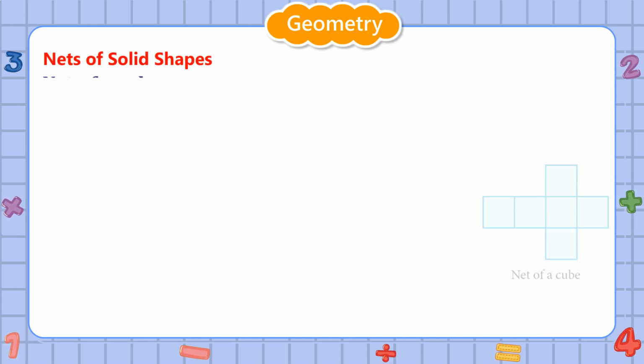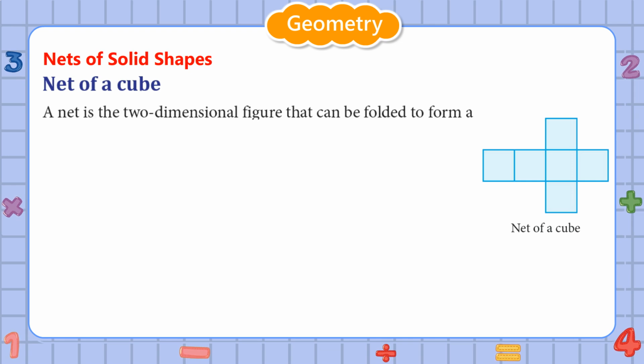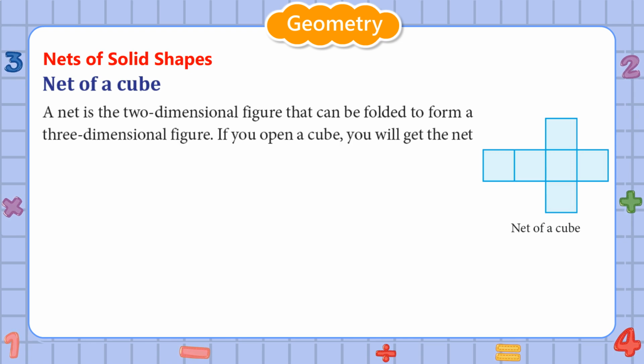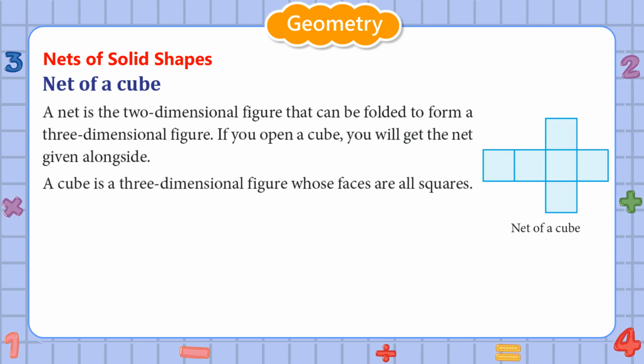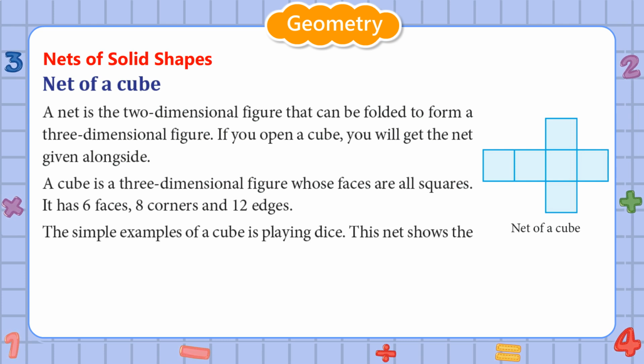Nets of solid shapes. Net of a cube. A net is the two-dimensional figure that can be folded to form a three-dimensional figure. If you open a cube, you will get the net given alongside. A cube is a three-dimensional figure whose faces are all squares. It has 6 faces, 8 corners and 12 edges. The simple example of a cube is a playing dice. This net shows the flat surfaces or the faces of a cube.